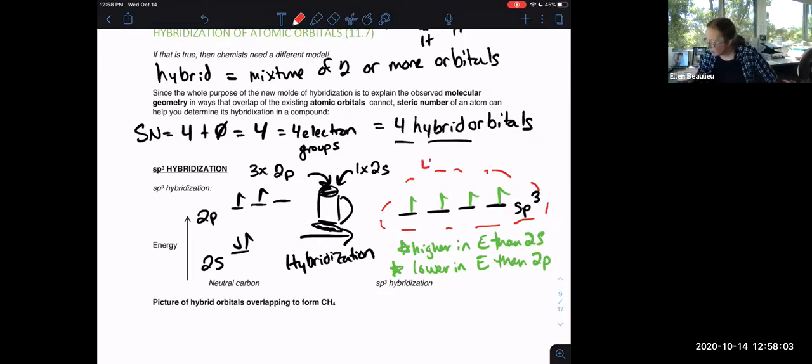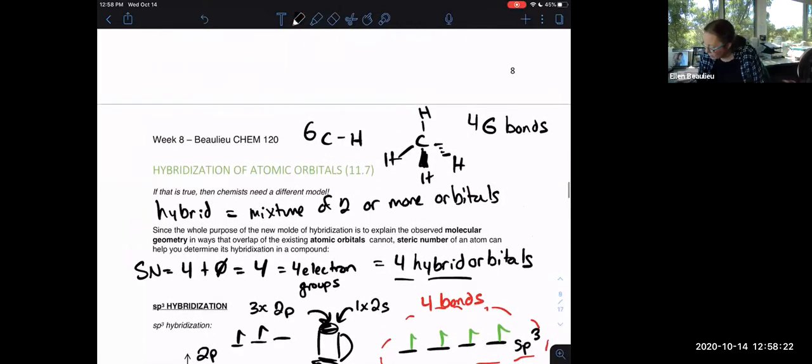So this hybrid model explains why carbon prefers to form those 4 bonds, 4 sigma bonds. So the hybrid orbitals are used to form sigma bonds. So if I were to be really complete in labeling how these sigma bonds are, I'm overlapping the s orbital of hydrogen with a new sp3 orbital from carbon.